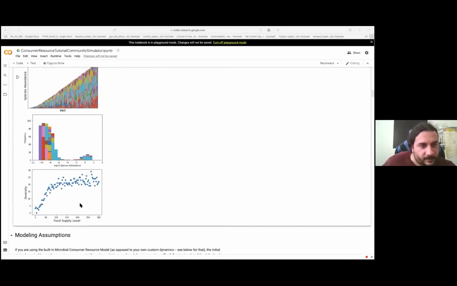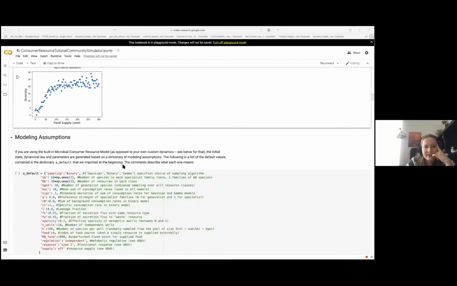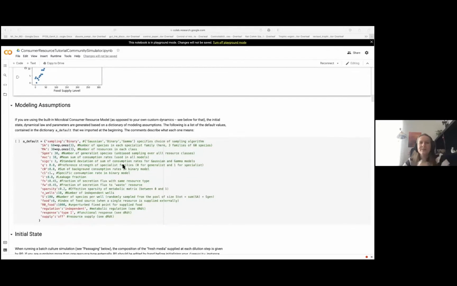I'm sorry, I missed this. Here it is concentrations. Yeah, food supply level means concentration of resources, like what amount of resource you put in each well. And yeah, for resource supply, let's dig into detail.